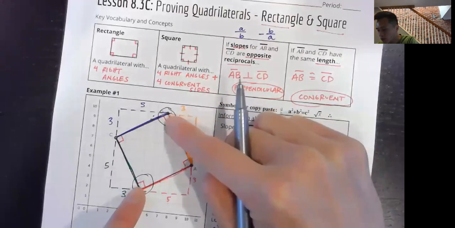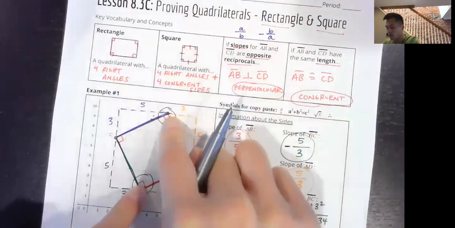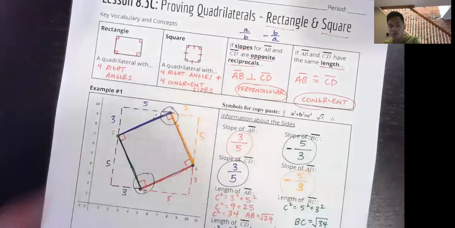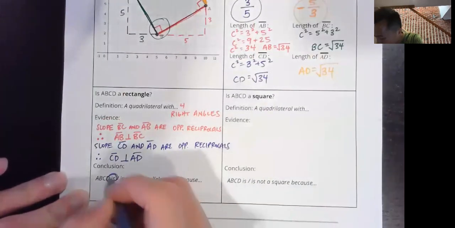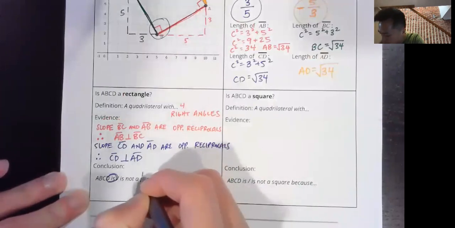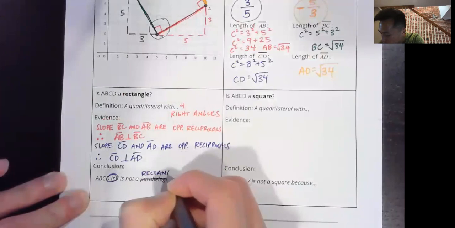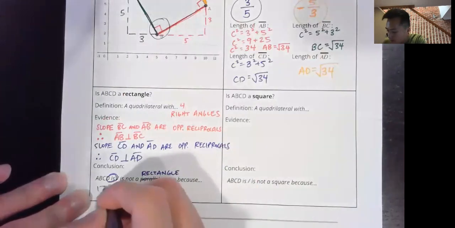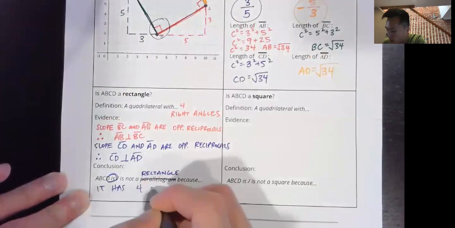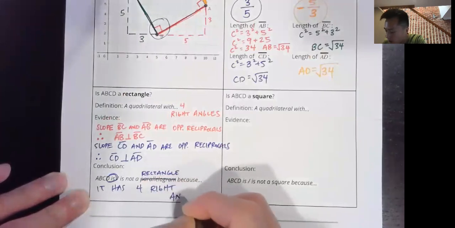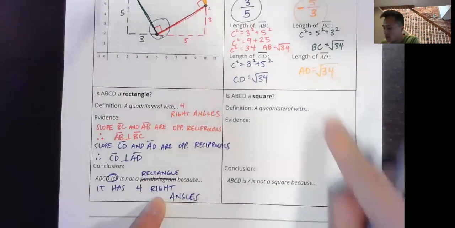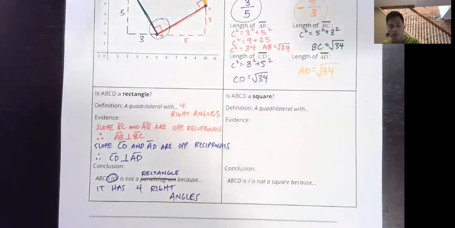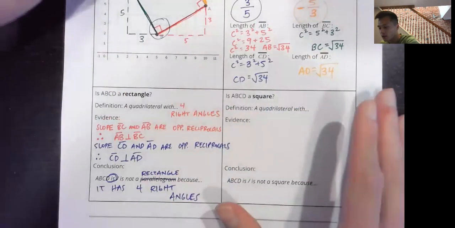And if we've proven that these two are right angles, that's enough to prove that all four angles are right angles. So we can conclude ABCD is, this will say rectangle after I fix that typo. It is a rectangle because it has four right angles. Right, remember, our conclusion always comes back to the definition. All right, that's a rectangle.